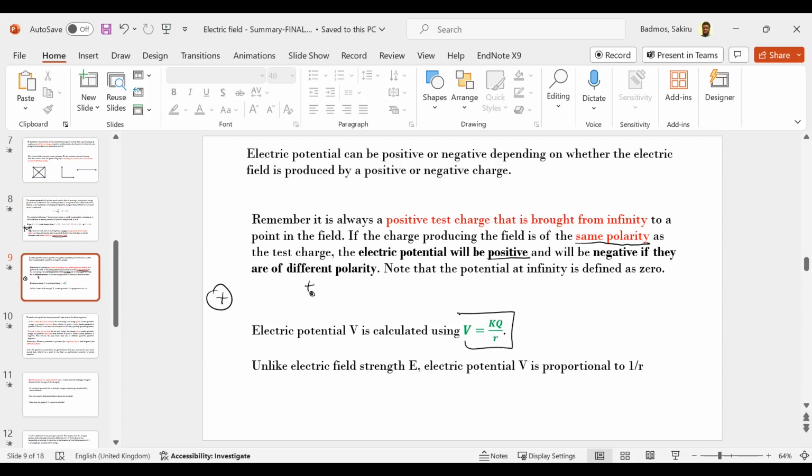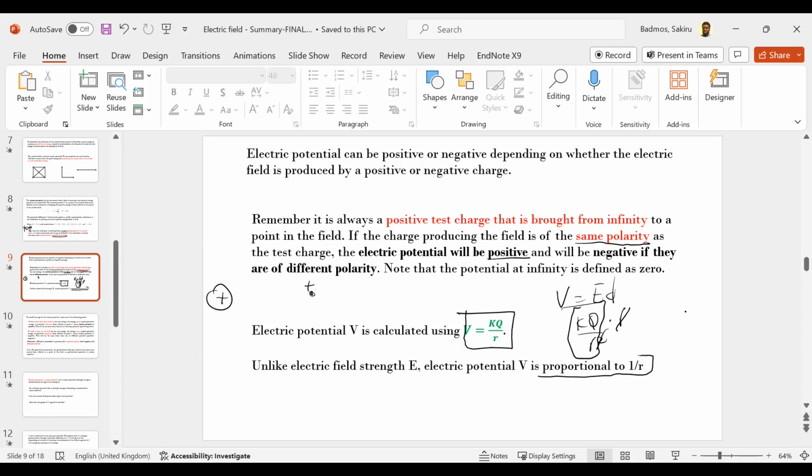So this is the formula. Electric potential is kQ over r. So remember, V equals Ed, which means d is like a separation distance. And E is what? kQ over r squared. So if you multiply by another r, that will get rid of that. Then you're left with what? kQ over r. Unlike electric field strength, electric potential is proportional to 1 over r.